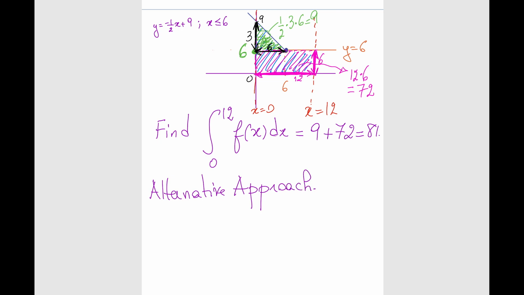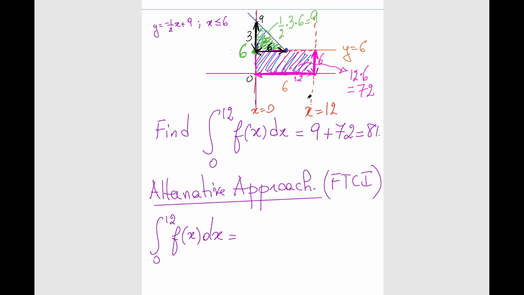Alternative approach, using the fundamental theorem of calculus part 1. That integral from 0 to 12 of f(x) dx, since the function changes from this branch to this branch at 6, I'm going to go from 0 to 6 of the function f(x) plus from 6 to 12 of f(x) dx, right?